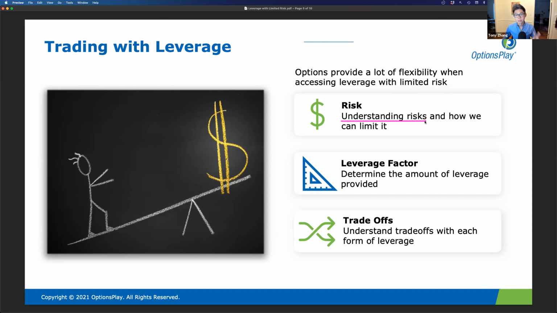That's the first thing. The second thing we want to understand is how much leverage we are actually getting when we're trading options. That's the leverage factor. So we'll go through a few examples and show you the different levels of leverage that you're actually receiving with different option strategies, so you can get a sense for which strategies have a high amount of leverage, which have lower amounts of leverage, and what the trade-offs are for each one. And the most important part is really the trade-offs. Each strategy has its pros and cons, and you have to understand what those pros and cons are to help you determine which strategy is suitable for you.